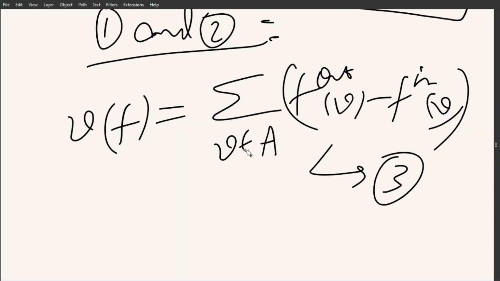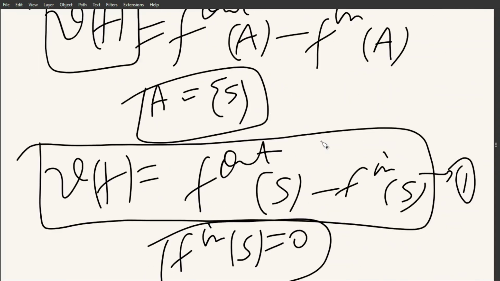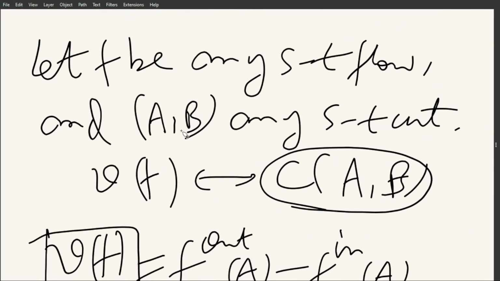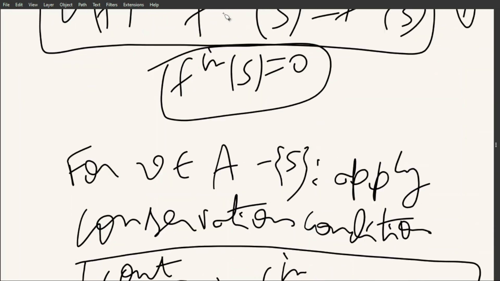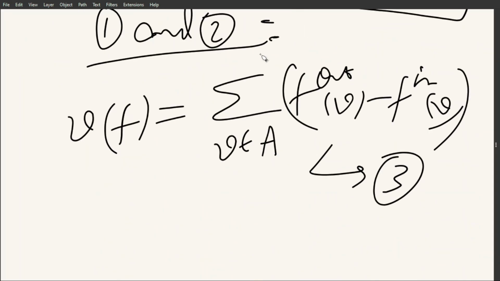We get the sum over all V in A, including S and also the vertices which are not S, of F out of V minus F in of V. So this is the third equation. In this case, we should also exclude T. T is already excluded. The definition of a cut says S belongs to A, T belongs to B. We are focusing only on A, so there is no question of T. So now we have this simplified equation: value of the flow is the sum over all V in A of F out of V minus F in of V, where S is in A and (A, B) is a cut.